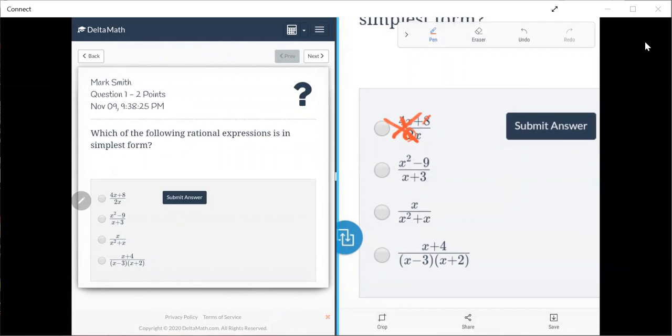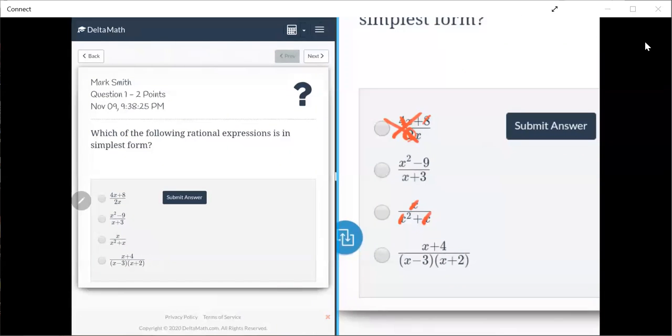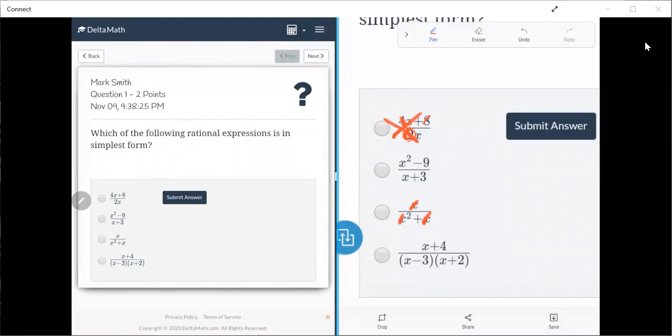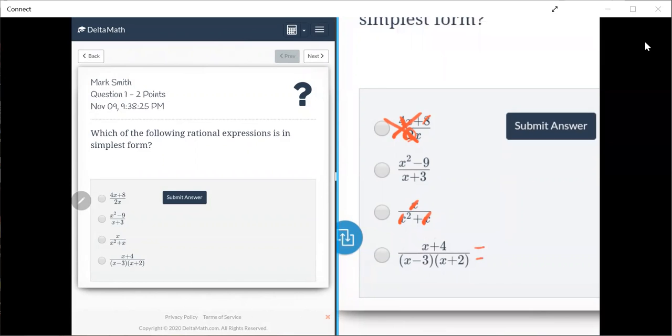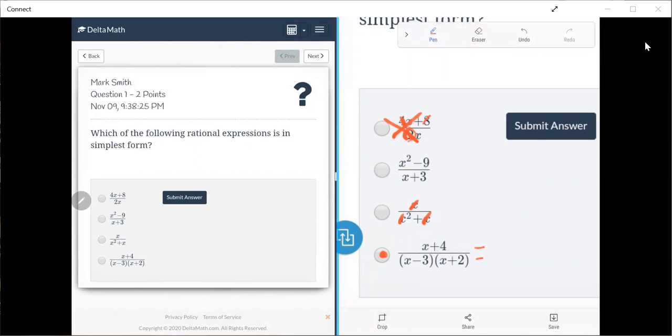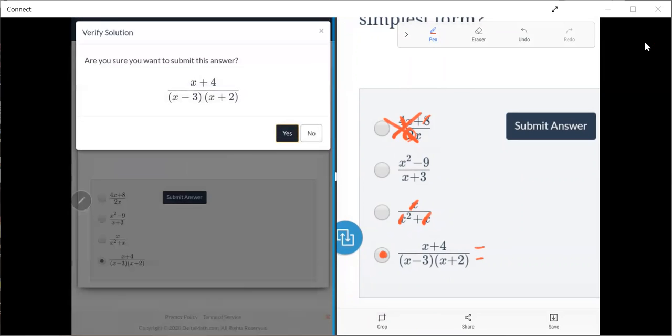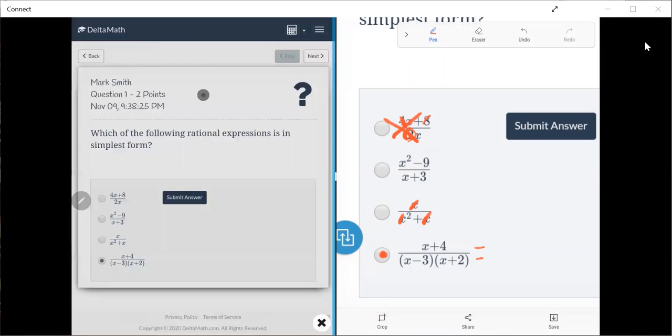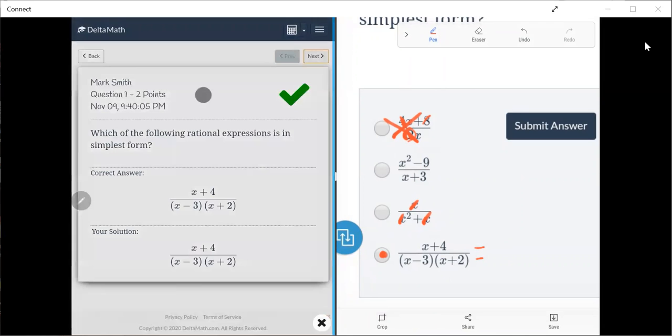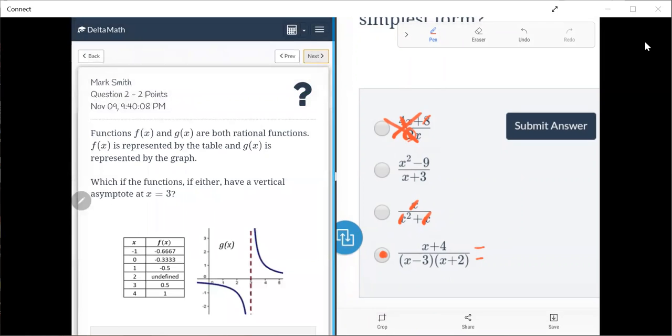This one we're not really sure about. This one, I see that we can cancel out an X. All right, and this one definitely does not have any cancellation that you can do. All right, so that's going to be our answer. There's no X plus 4 in the denominator, and those 2 expressions on the bottom are not in the numerator. All right, these problems are not going to be, for the most part, exactly the same as the test.